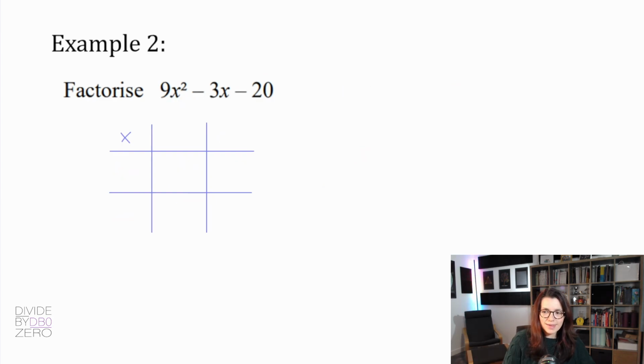Example 2, let's try that again, but with some negatives. So keeping an eye on those diagonals, making sure they're always going to multiply to give you the same thing. 9x squared, negative 20. Let's multiply them. Negative 180x squared in this case. Bit harder to find factors of that one.